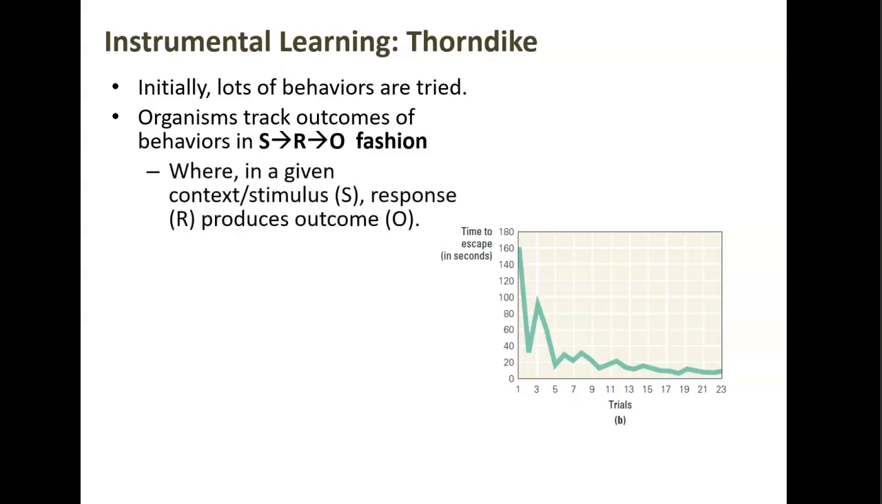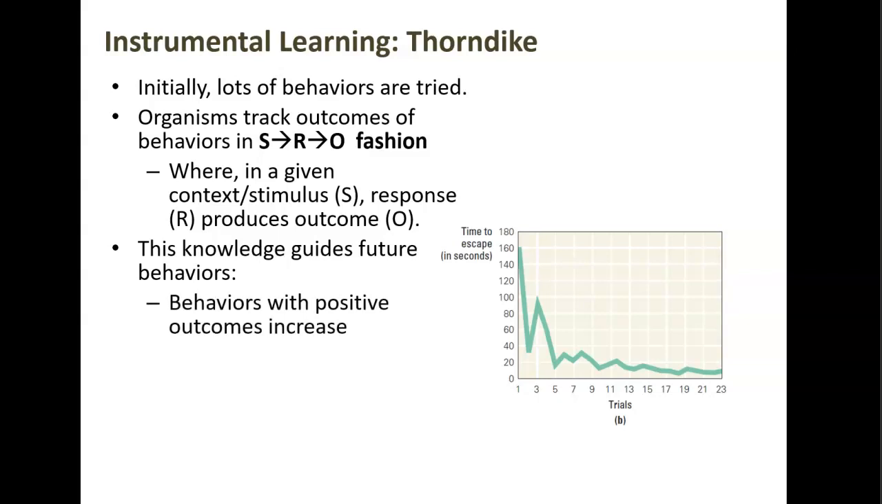But eventually, in the given context or stimulus, the box, the response of pressing the lever got them the desired outcome. And so Thorndike said that that was learning or knowledge that guided future behaviors, in the sense that behaviors with positive outcomes increase and behaviors with negative outcomes decrease. And Thorndike called this the law of effect.